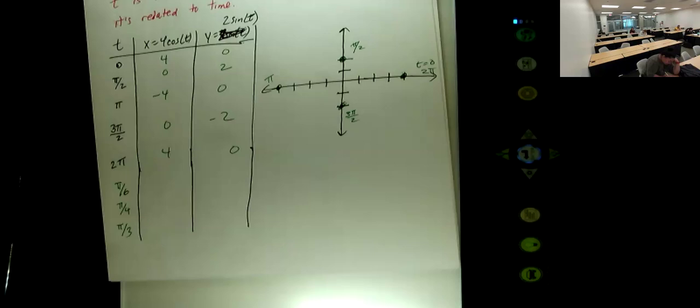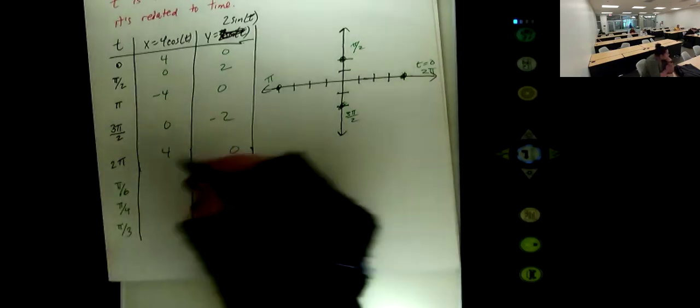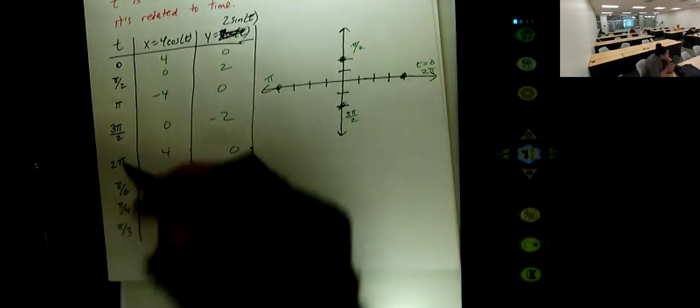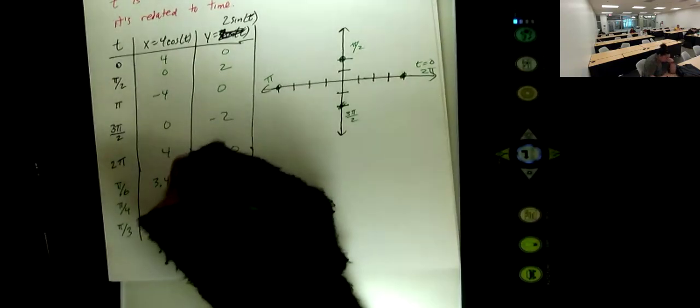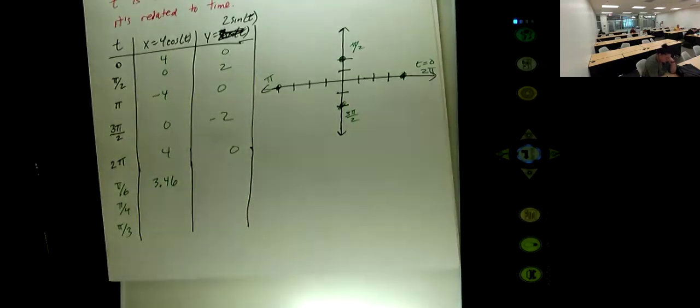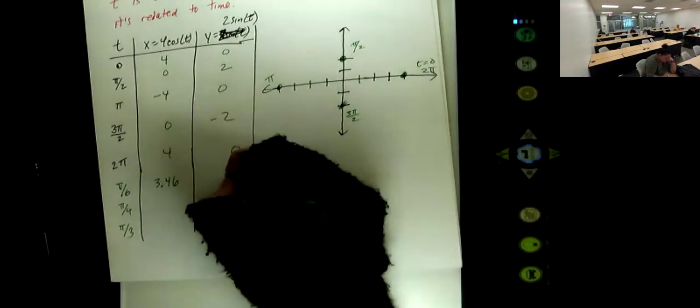This feels like a calculator thing, at least for some of it. Because I can have radicals, but that isn't going to help me plot it, you know what I mean? Cosine of pi over 6 is cosine of 30. I'm going to write 2 decimal places. Sine of pi over 6 is 1/2, so that should just be 1.